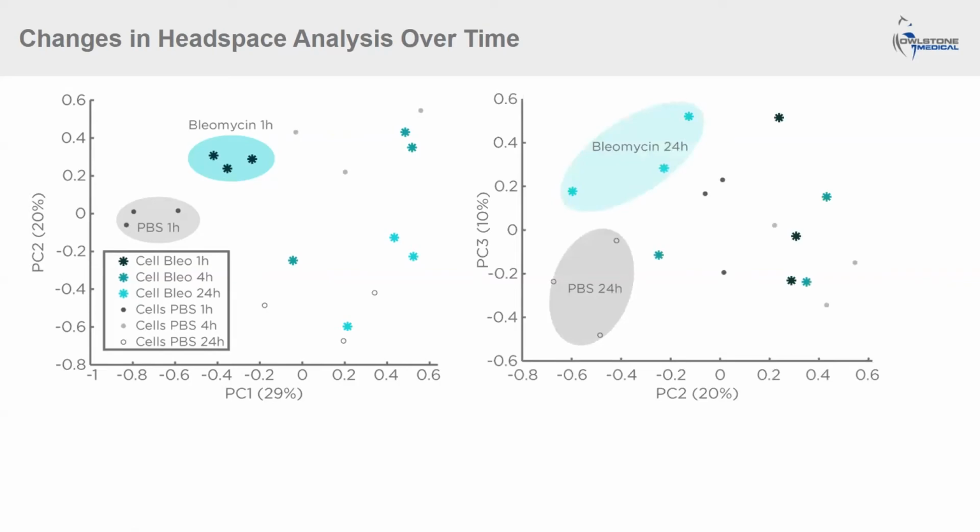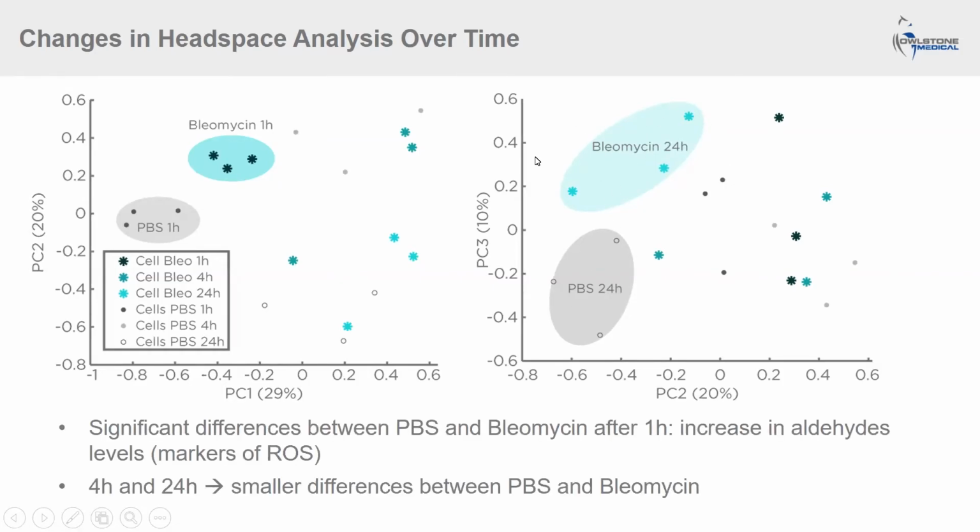And if we look at the further PCAs, we see the differences between samples after 24 hours. So what those two figures tell us is that we see larger differences between PBS and bleomycin after 1 hour, and we saw the increase in aldehyde levels. We also see differences at 4 hours and 24 hours, but with smaller differences.